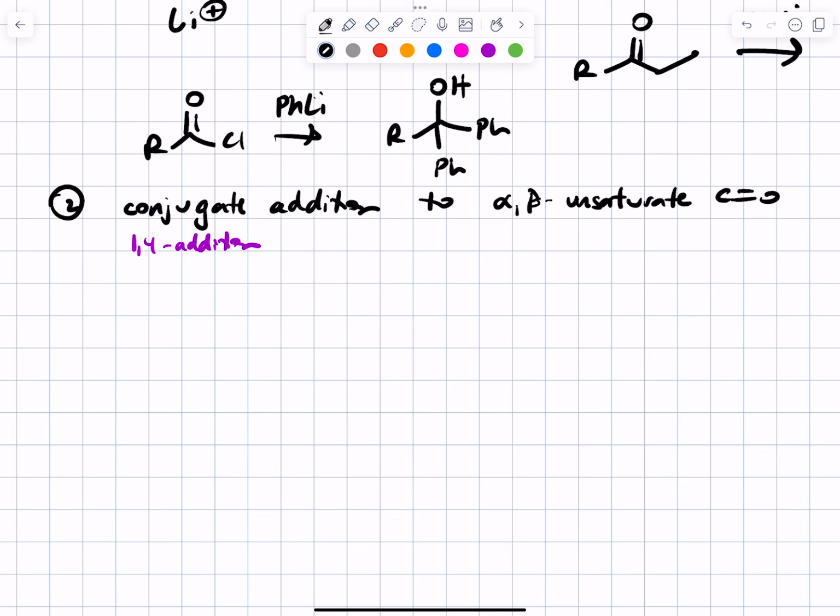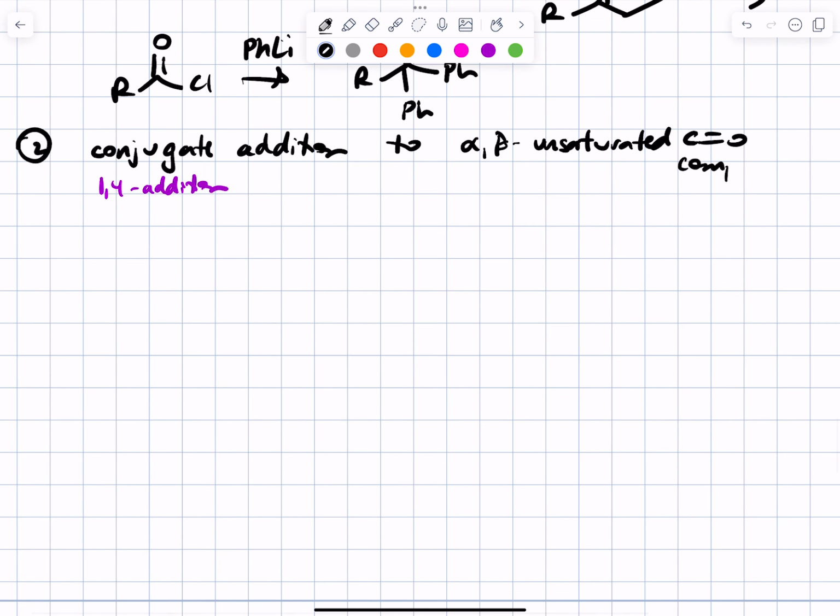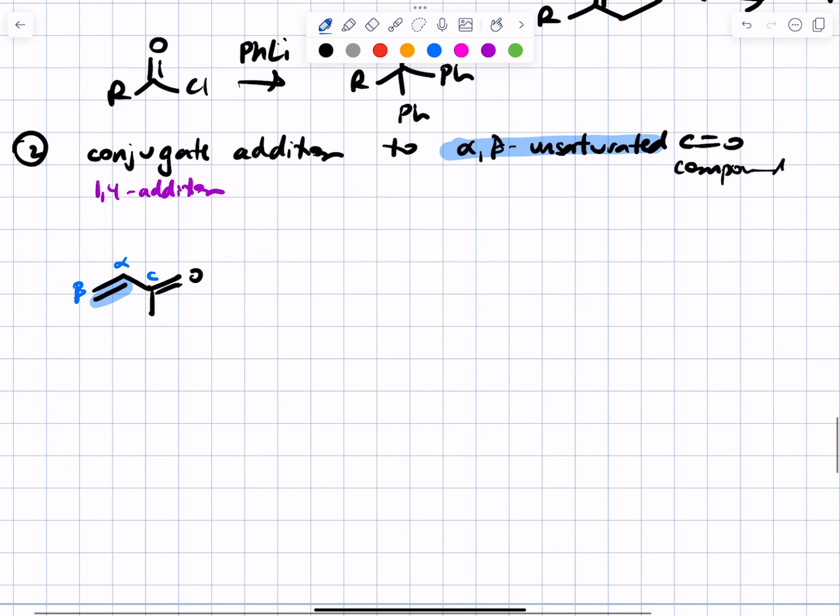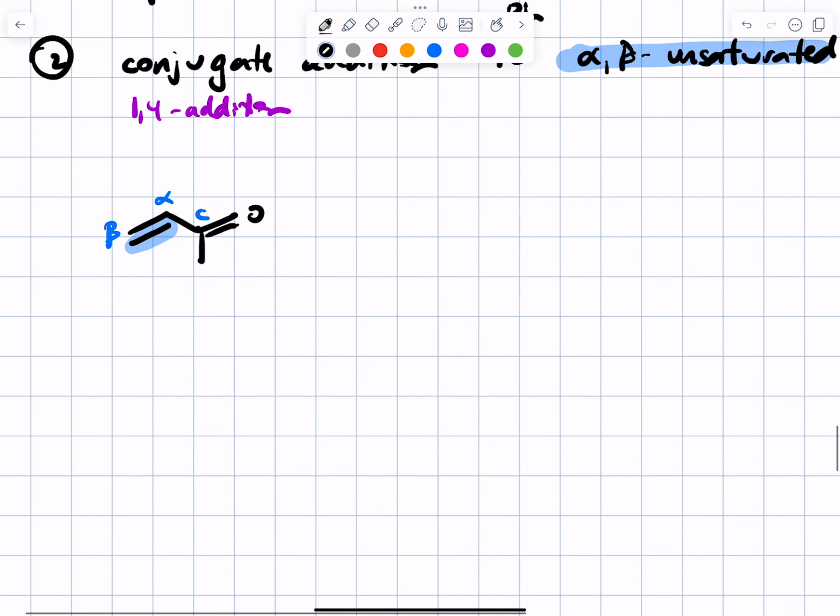What is an alpha-beta unsaturated carbonyl compound? Well, let's draw one. Here's an example. There's the carbonyl. Here's the alpha carbon. There's the beta carbon. If there's a double bond between the alpha and the beta carbons, we call that carbonyl compound alpha-beta unsaturated. And you can see that the pi bond between alpha and beta carbons is conjugated to the carbon-oxygen pi bond. You learned about that in 351.